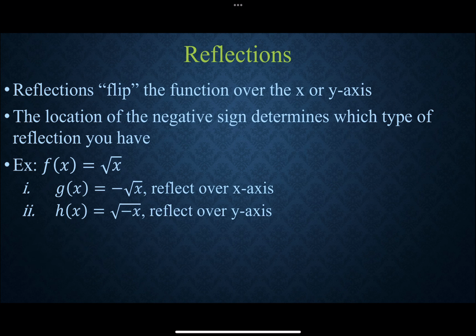Your reflections is where you're going to be flipping the function over either the x or the y-axis. The location of the negative sign will determine what type of reflection you're dealing with, whether it's over the x or over the y-axis. So if the negative is multiplying with the function outside, then it's reflecting over the x-axis. Whereas if it's multiplying inside the function directly with x, it's reflecting over the y-axis. And here we're using the square root of x as our basic parent function to demonstrate where the x would go. So this could easily apply to the absolute value from before, or any other future problems we're going to deal with for these types of problems.